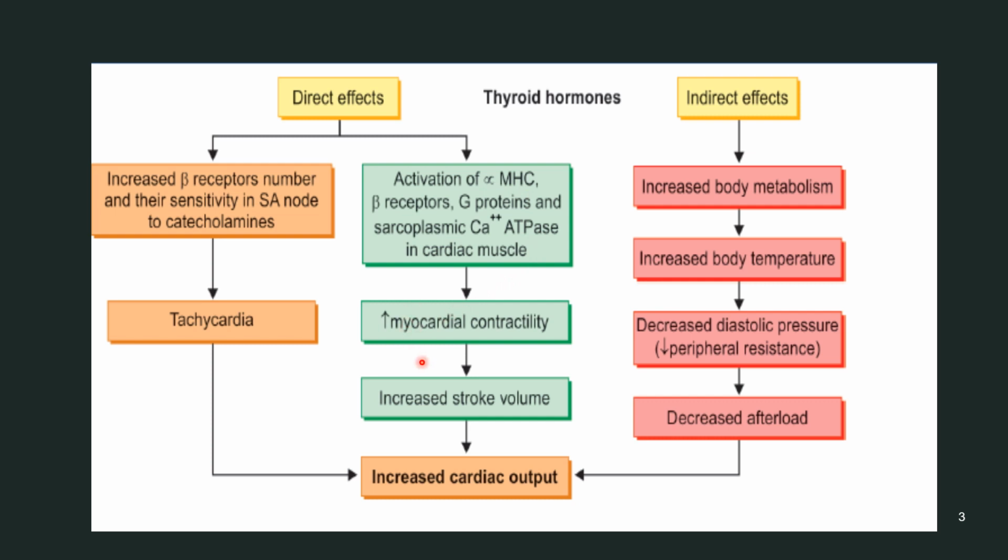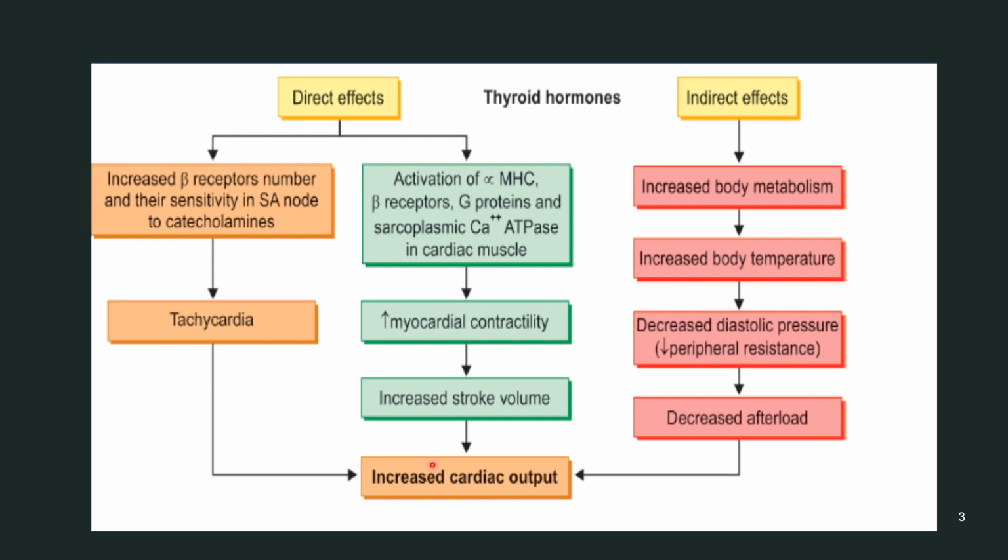And if the myocardial contractility is increased, therefore there will be an increase in the stroke volume. Beta MHC has low myosin ATPase activity, so expression of alpha MHC will obviously increase the myocardial contractility. And as the stroke volume and heart rate are both increased, there will be an increase in the cardiac output. And this increase in cardiac output will cause a rise in the systolic blood pressure. Now come to the second point, the indirect effect.